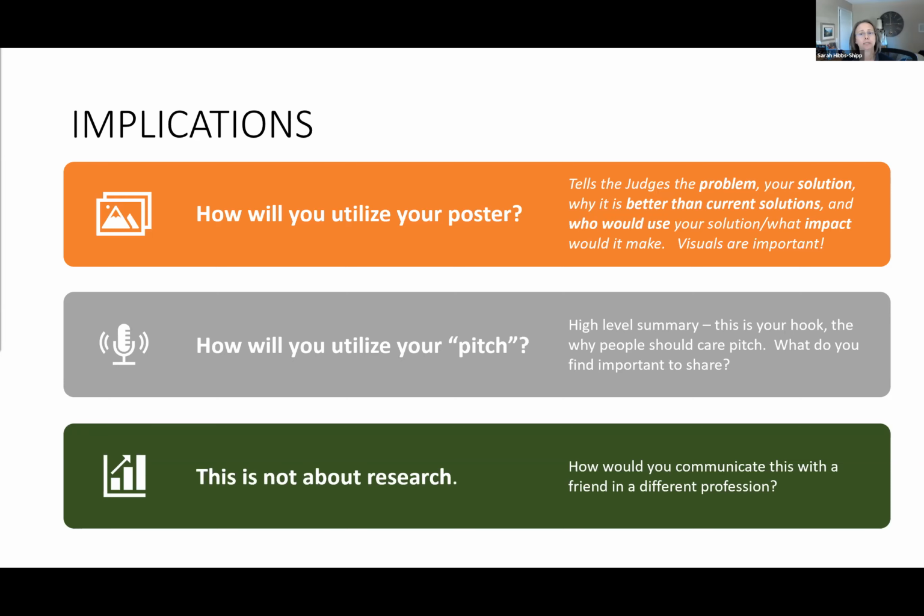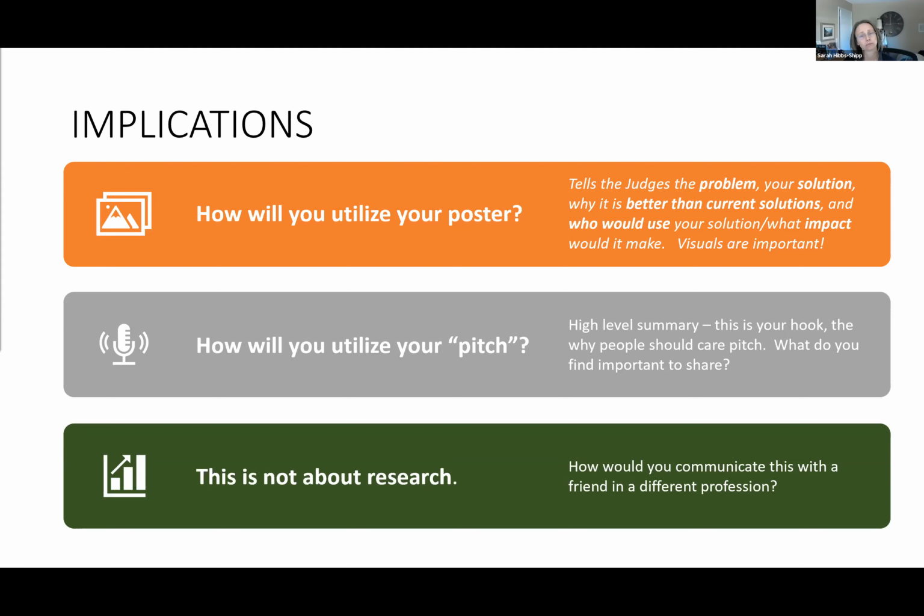So the implication for Demo Day, right, is that you have a poster that's uploaded, static, and hopefully you will utilize it to answer the 4 questions that are in the rubric, which were also the 4 questions we asked you in the abstract. What is the problem? What is your solution? Why is it better than current solutions? And who would use it? What impact would it make in society?